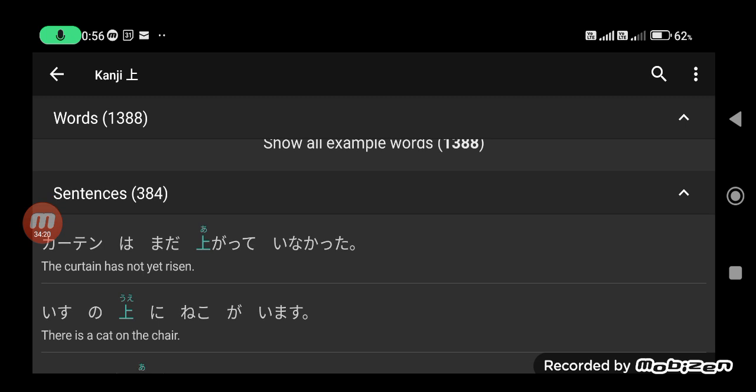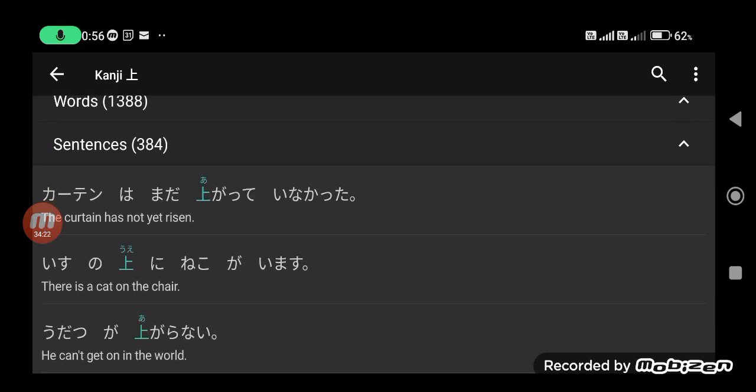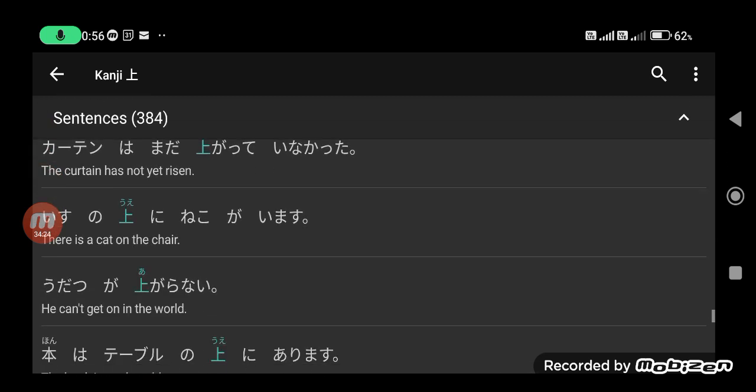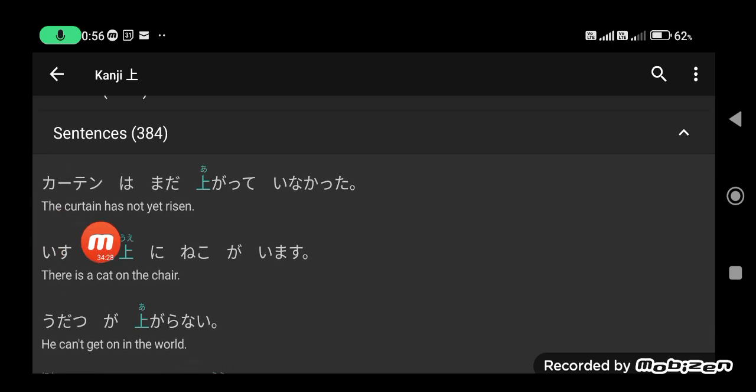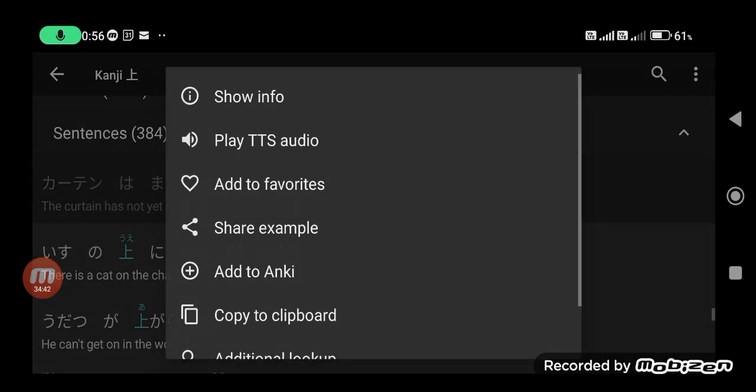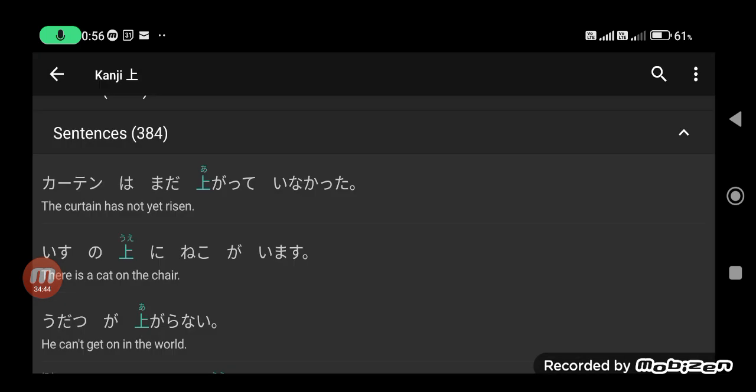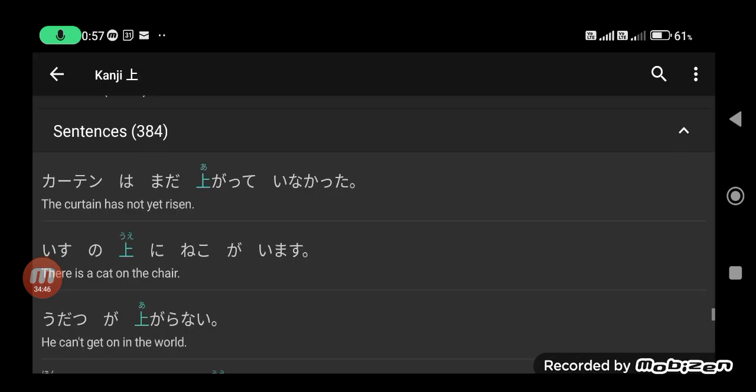So let's try just three sentences here. The curtain has not yet risen. Curtain. This is transliteration. Curtain wa mada agatte inakatta. カーテンはまだ上がっていなかった。 Again.